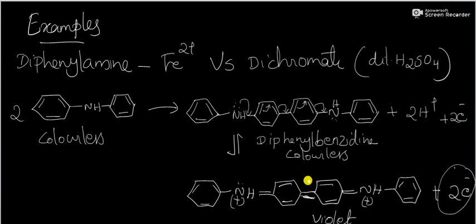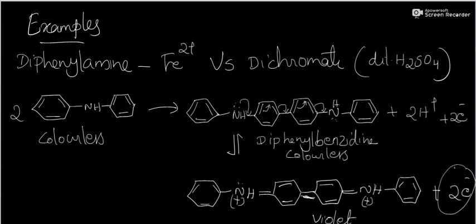So this is the proposed mechanism of redox indicator diphenylamine. The disadvantage of diphenylamine is its difficulty to dissolve in water. So the sodium salt of diphenylamine sulfonic acid is used for the detection of endpoints in redox titration, which is soluble in water.